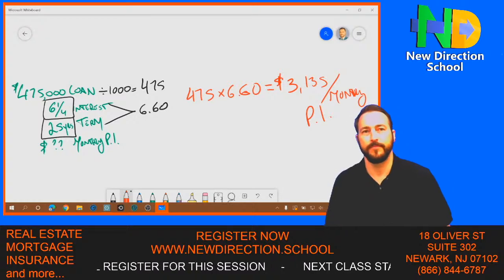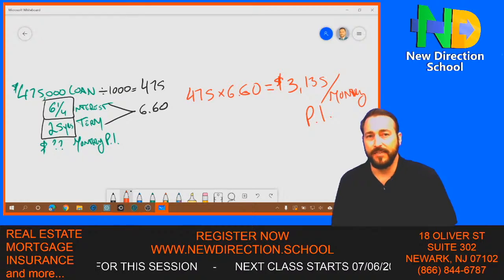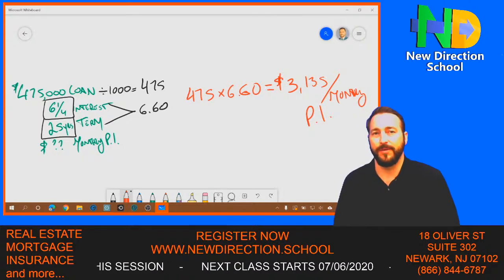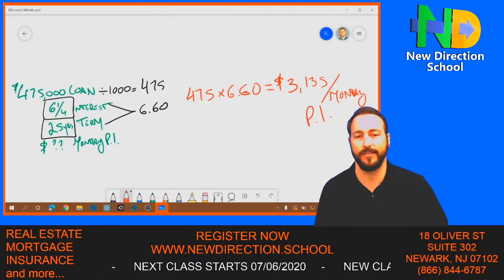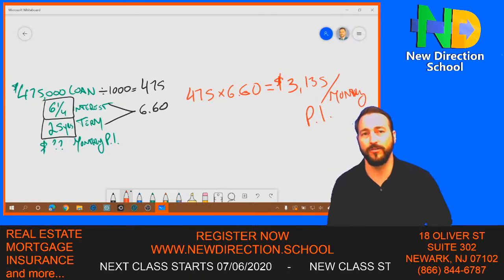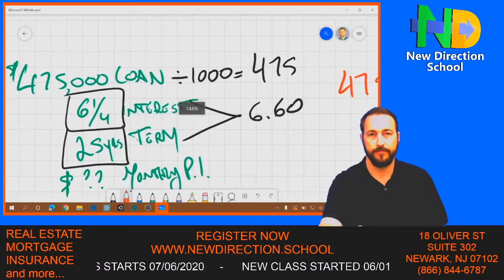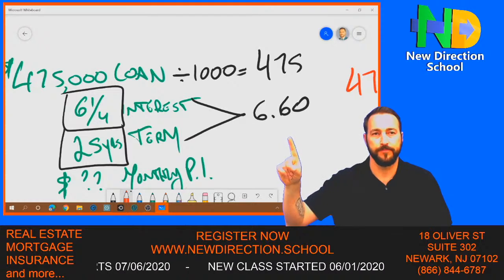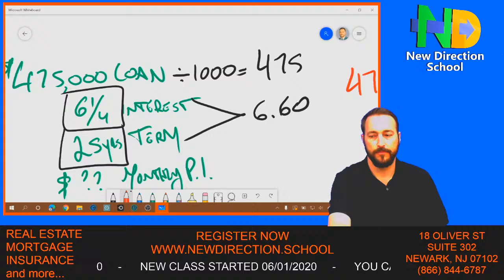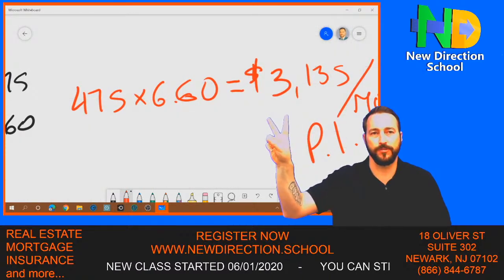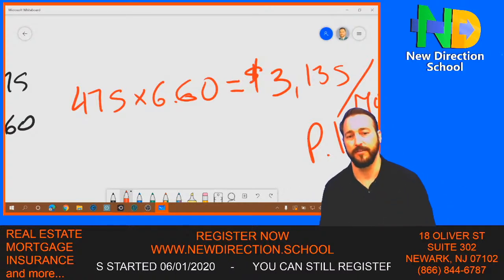Okay, so this is the answer. Those of you that got big numbers, you either forgot to divide by 1,000, or instead of 6.60, you put 660 or something like that, okay? So make sure you got all the steps. Step 1 is figuring out this number right here. Step 2, figuring out how many thousands we have. We multiply these two numbers, and the answer is 3,135.